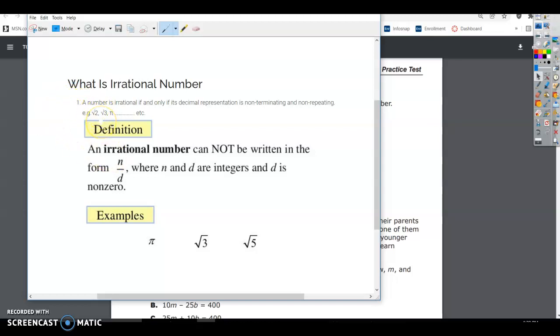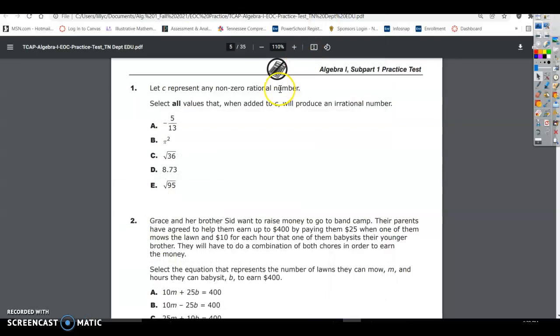Also, square roots that are not perfect squares, and numbers like pi, are irrational numbers. Here are some examples at the bottom. Square root of 3, square root of 5, and pi are all examples of irrational numbers. Now, if you have a perfect square, like the square root of 16, it equals 4, and 4 is a rational number. So make sure you know that the irrational numbers are the ones that do not have perfect squares under the square root.